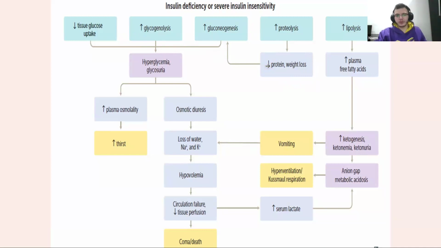If they ask you how could insulin deficiency, how could diabetes lead to death, say hypovolemia. Ketoacidosis also could lead to death. So these two could be right answers.